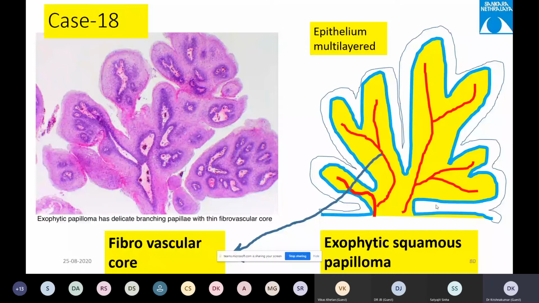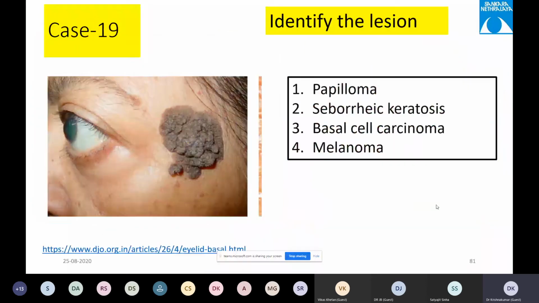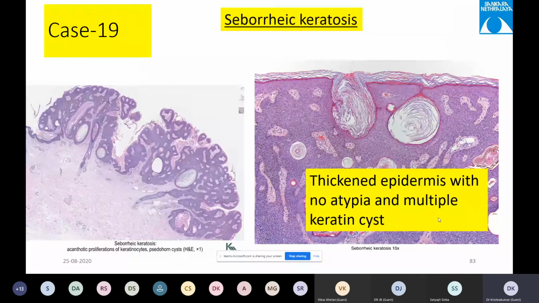Okay. And this is another thing commonly seen in your practice. Elderly people having these pigmented lesions. So you are concerned whether it is a papilloma or seborrheic keratosis, BCC or melanoma. Whenever you see this, the common one is seborrheic keratosis. Seborrheic keratosis is a benign tumor. It comes due to aging and photo damage. You find thickened epidermis with multiple keratin cysts because of trapping of the keratin. There is usually no atypia. This must not be mistaken for basal cell carcinoma or melanoma.